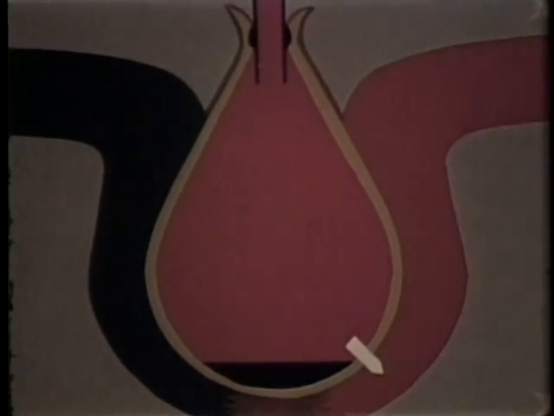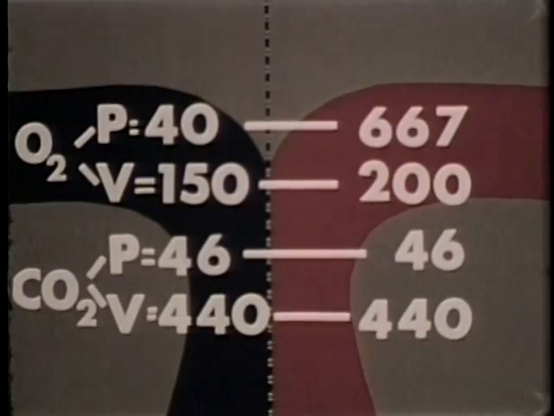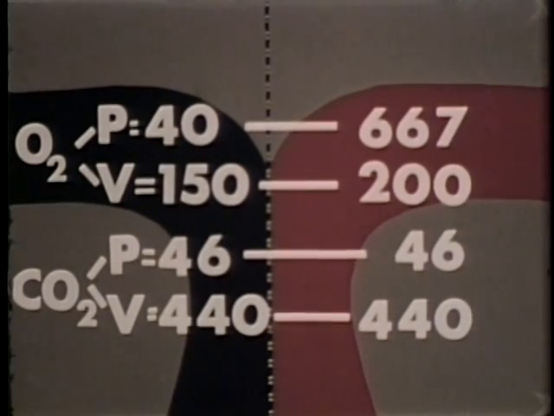30 seconds after the onset of apnea, the second 1,000 milliliters of mixed venous blood enters the lung. However, in this case, only oxygen will diffuse into the blood. No transfer of carbon dioxide between mixed venous blood and the alveolus will occur because the partial pressure of carbon dioxide is the same in both. As a result, the blood leaving the lung will be fully oxygenated, but its carbon dioxide content will be 440 milliliters, the same as venous blood.